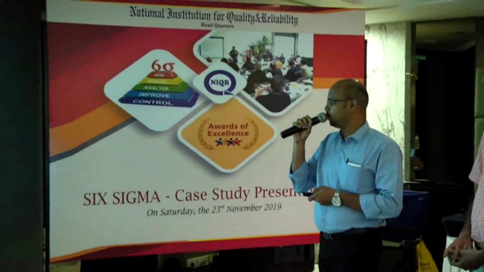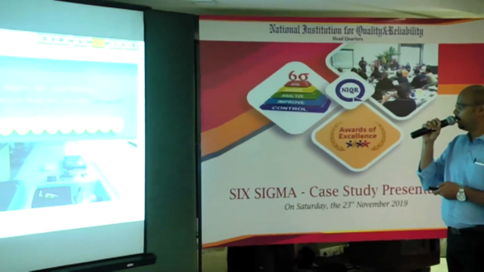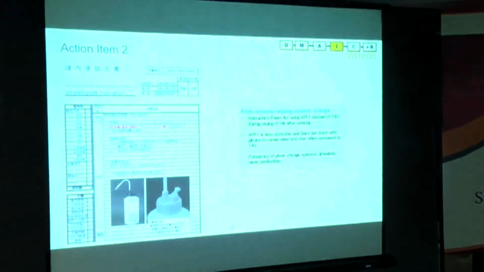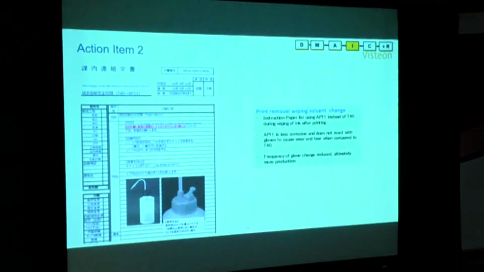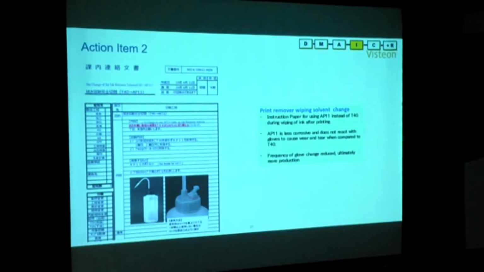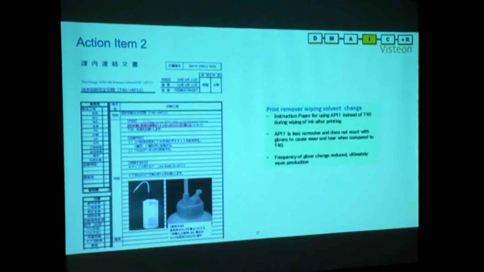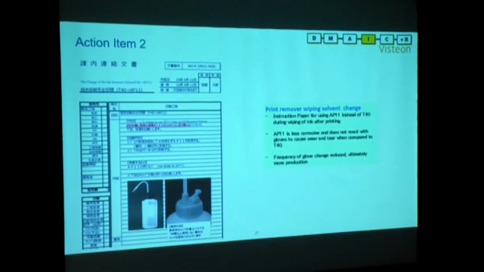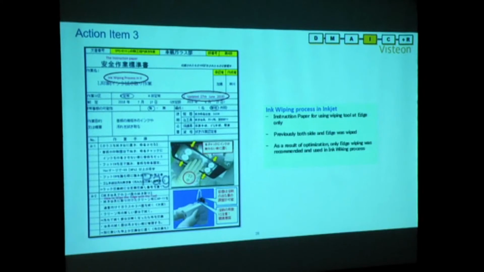This was yielding good results. There was no corrosion. The liquid we used is AP11, a less corrosive liquid. As a result, the frequency of glove change got reduced, and ultimately production also improved. AP11 liquid was used going forward. And previously we were using edge plus side wiping. Now, after using this AP11 liquid, we are wiping only the edge.